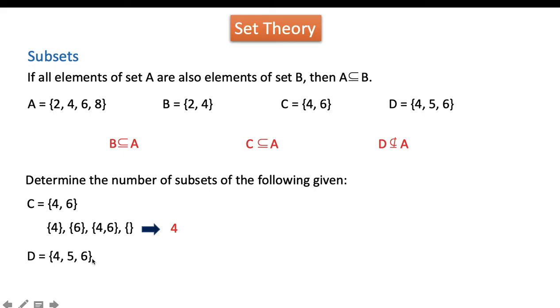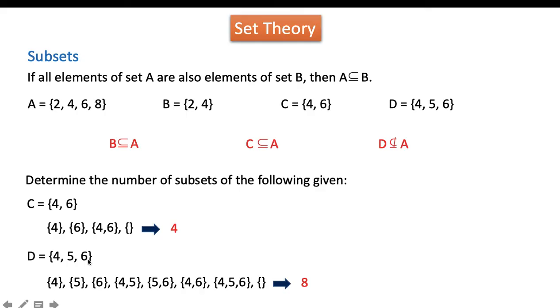How many subsets does it have? Okay, let us write it down. One of its subsets is {4}, then {5}, {6}, {4, 5}, {5, 6}, then {4, 6}, and {4, 5, 6}. Actually, the set is a subset of itself. Then the empty set, which is also considered a subset of every set. So if we count all of the subsets of set D, that is 1, 2, 3, 4, 5, 6, 7, 8. Therefore, the number of subsets is 8 if a set has 3 elements.